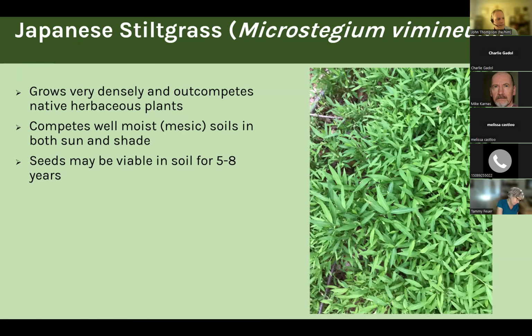Our next species, I think the last one that we're going to talk about, is Japanese stiltgrass. So this is a herbaceous species, a type of grass. It grows really densely and outcompetes native herbaceous plants. It likes moist, or what are called mesic, soils in both sun and shade.